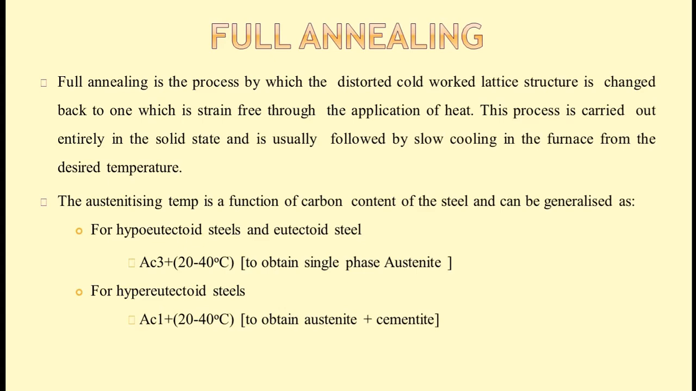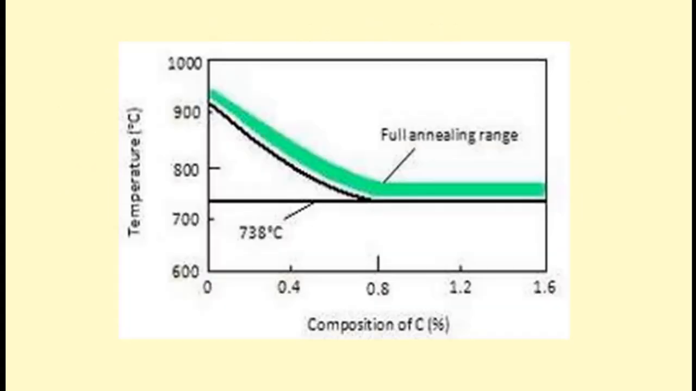The austenitizing temperature is a function of the carbon content of the steel, and it can be generalized as follows: for hypoeutectoid steel and eutectoid steel, it is at AC3 plus 20 to 40 degrees centigrade to obtain a single phase austenite, and for hypereutectoid steel, it is above the AC1 line by 20 to 40 degrees centigrade, to obtain the austenite and cementite state, as shown in the diagram that was given.